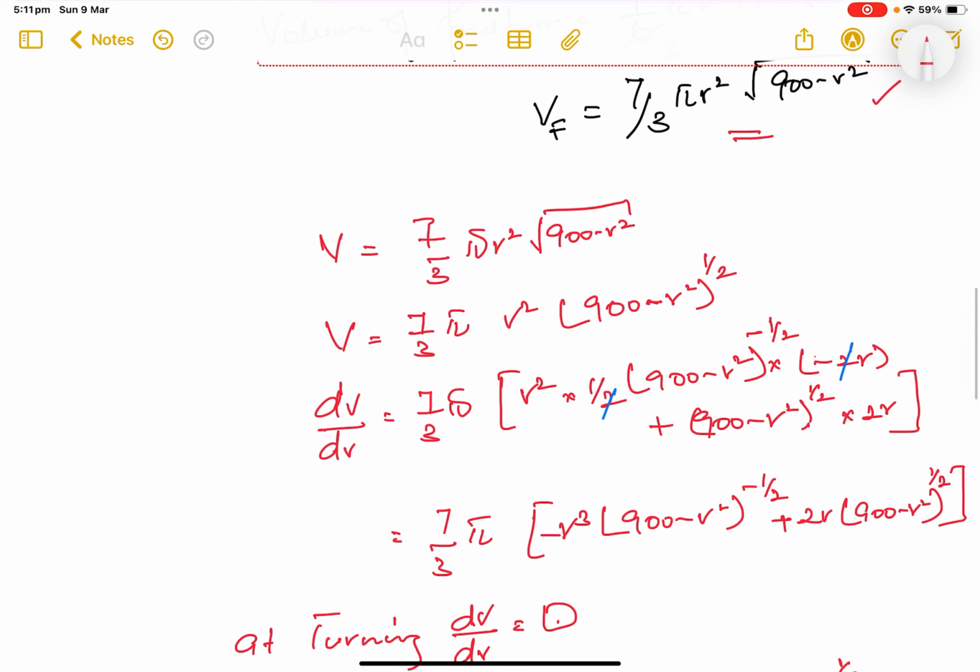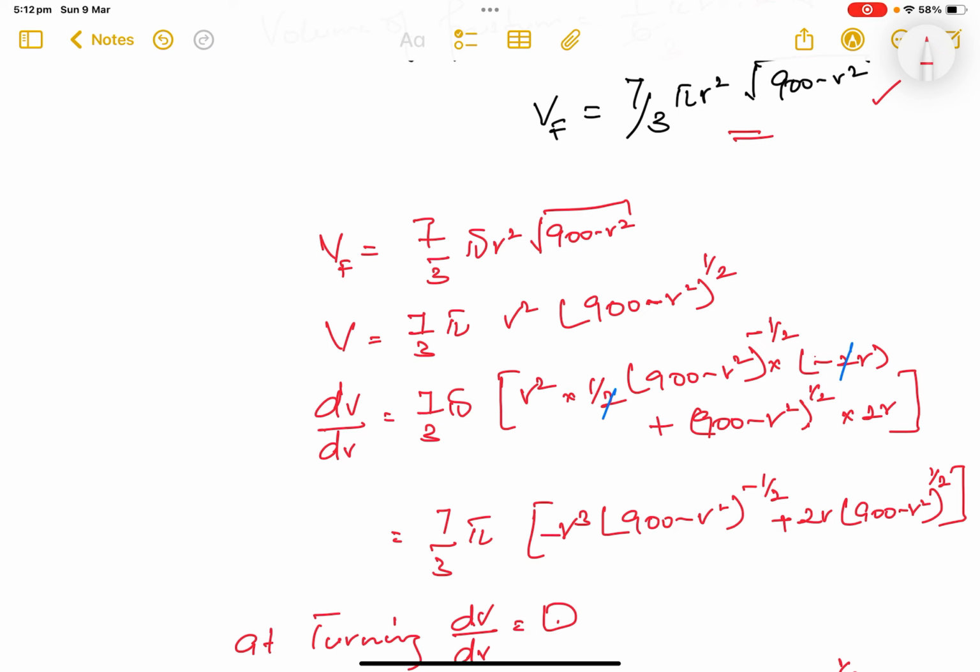Right, the volume of the frustum, we just proved it in the form of r. So r is a variable. They ask what the value of r is if it's maximum, if it has reached maximum. So we know that for maximum or minimum, we need to differentiate and set equal to 0. That gives us the radius.